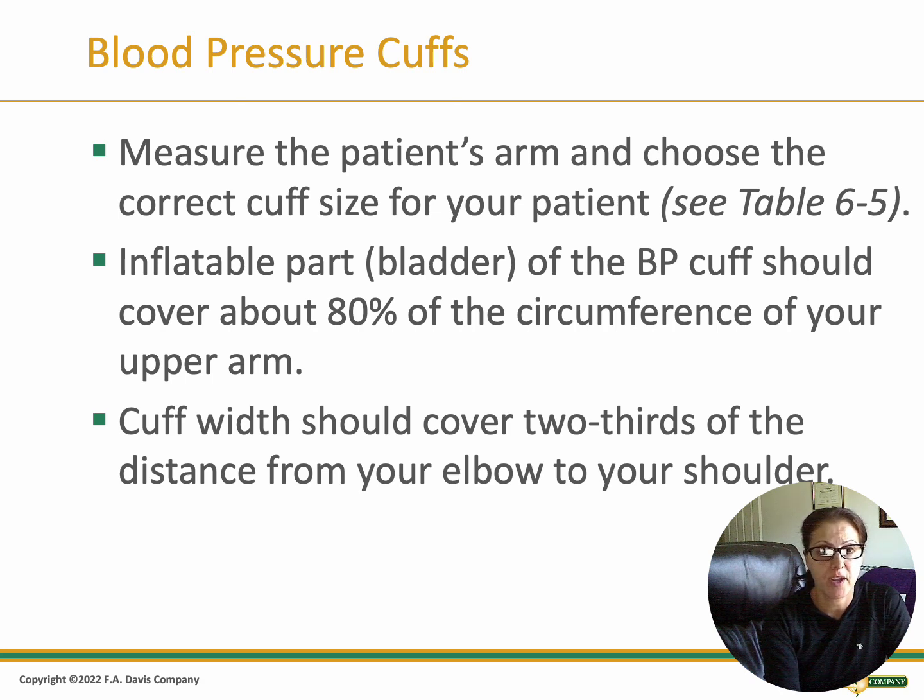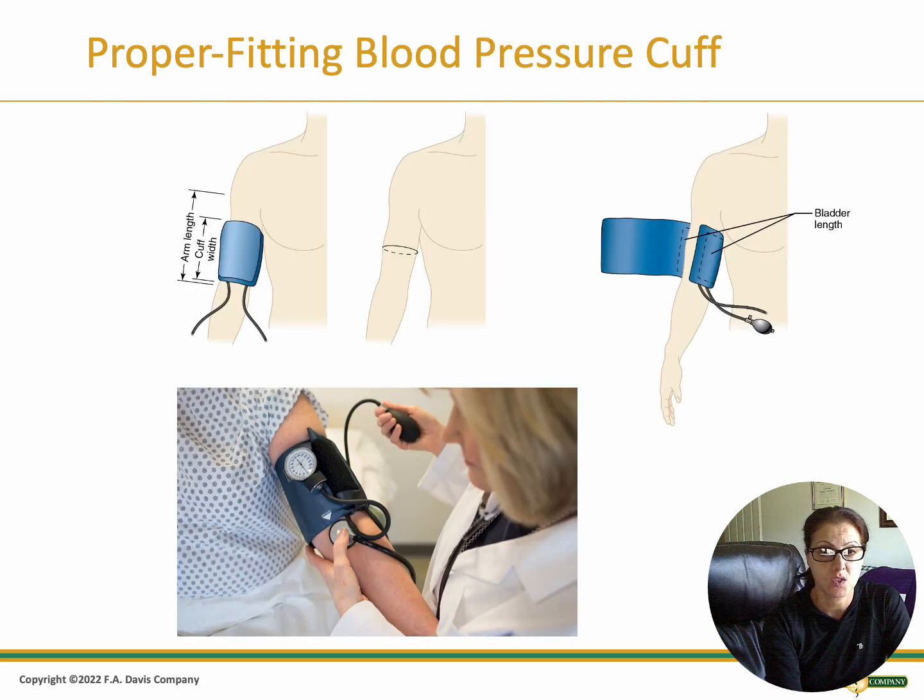Blood pressure cuffs are going to vary. The very first thing is we need to measure the patient's arm and choose the correct cuff size for their arm. We need to make sure that the cuff is covering about 80% of the circumference of the upper arm, and the cuff width should cover about 2/3 from shoulder to the elbow. All right, so just want to show you what this looks like visually. The larger the arm, the greater the cuff size you should apply.